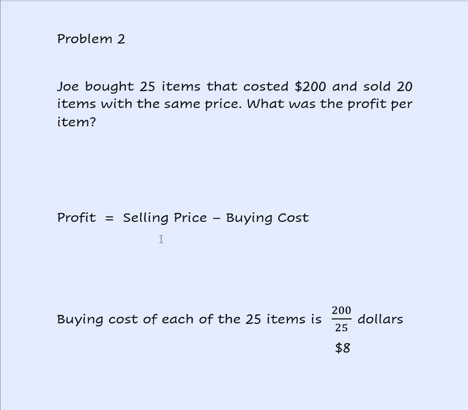We know profit equals selling price minus buying cost. The buying cost of each of the 25 items is the total buying cost, which is $200, divided by the number of items, which is 25, which gives us $8.